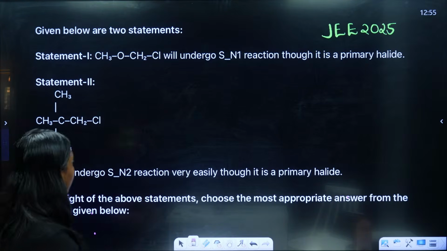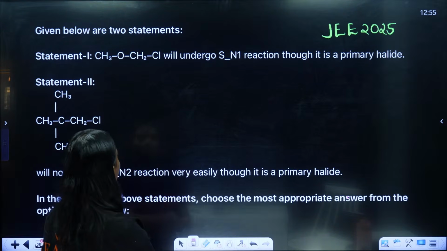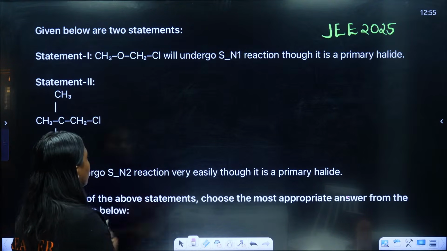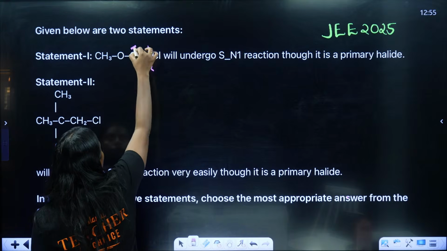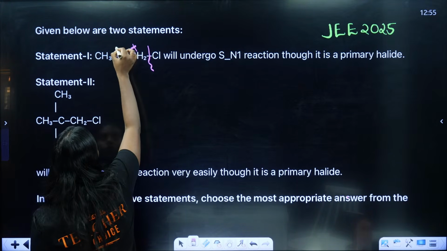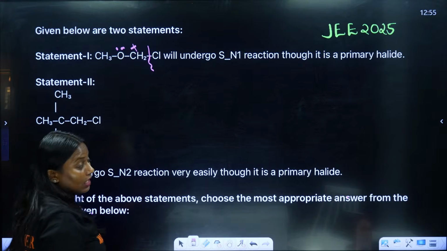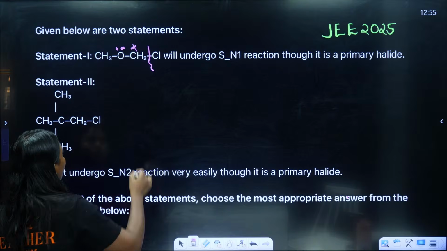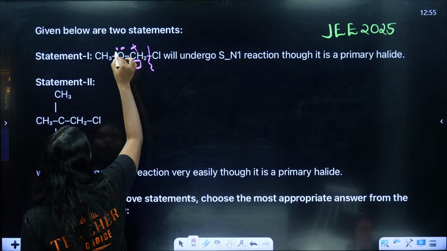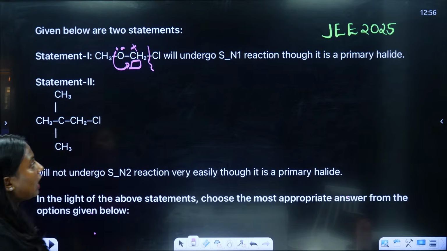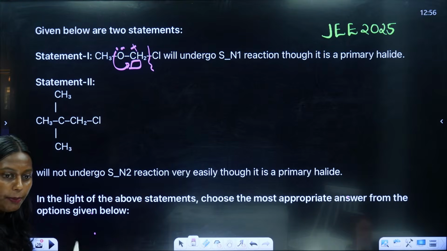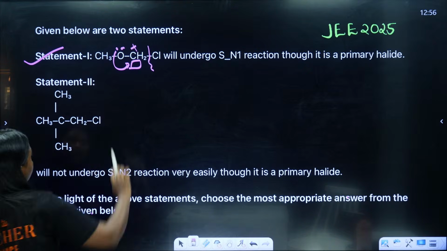Okay. So statement 1, what is that? It will undergo SN1 reaction through primary halide. So what will happen? Here the carbocation will form. We know that oxygen has a lone pair. So what will happen? Back bonding will happen, okay guys. So it will undergo SN1 reaction through its primary halide. Yes, it's correct. Back bonding is there, so it is correct.